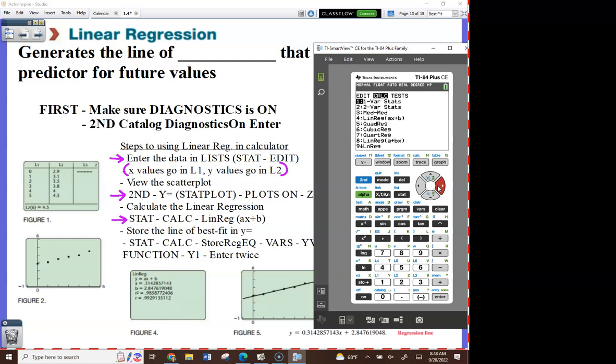So we're going to select LinReg ax plus b. It's going to say, okay, you want me to calculate the line of best fit. I need you to verify where your x coordinates are and your y coordinates are. That should default to the list that you already have. You should not have to change that.